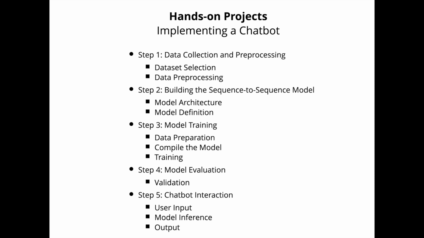Next step is model evaluation. Validation. Evaluate the trained model's performance on a validation dataset using metrics like BLEU score, perplexity, etc. Last step is chatbot interaction. User input. Accept user input or queries from the chat interface. Model inference. Process the user input through the trained sequence to sequence model to generate responses. Output. Display the generated response to the user in a chat interface.